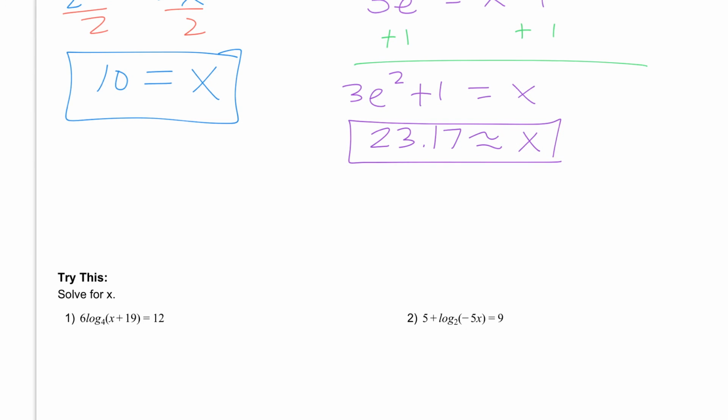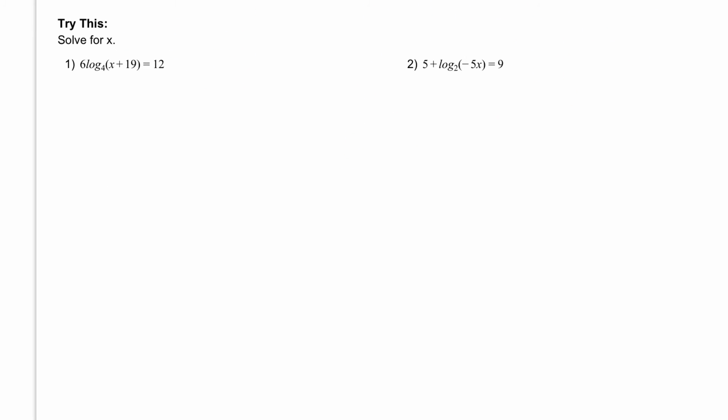Now I'd like you to go to the try this that's on the back. Go ahead and pause it, unpause it when you are ready to check your answer.